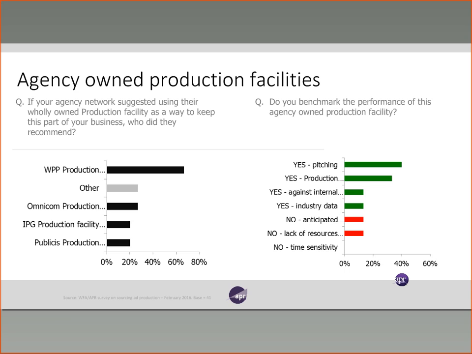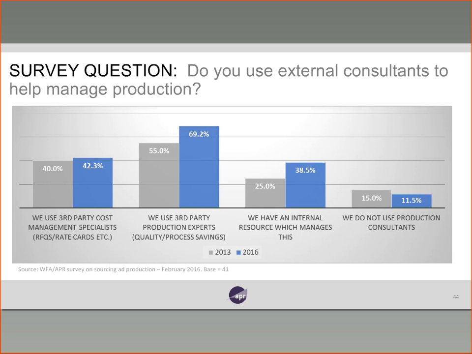And then here in the survey, we see that there are quite a lot of clients who are using the WPP production group. And that we've got 8 minutes, and so this is the last slide. One of the survey questions was, do you use external consultants to help manage the production? Quite a few, 69% use production experts, 42% use really cost management specialists.